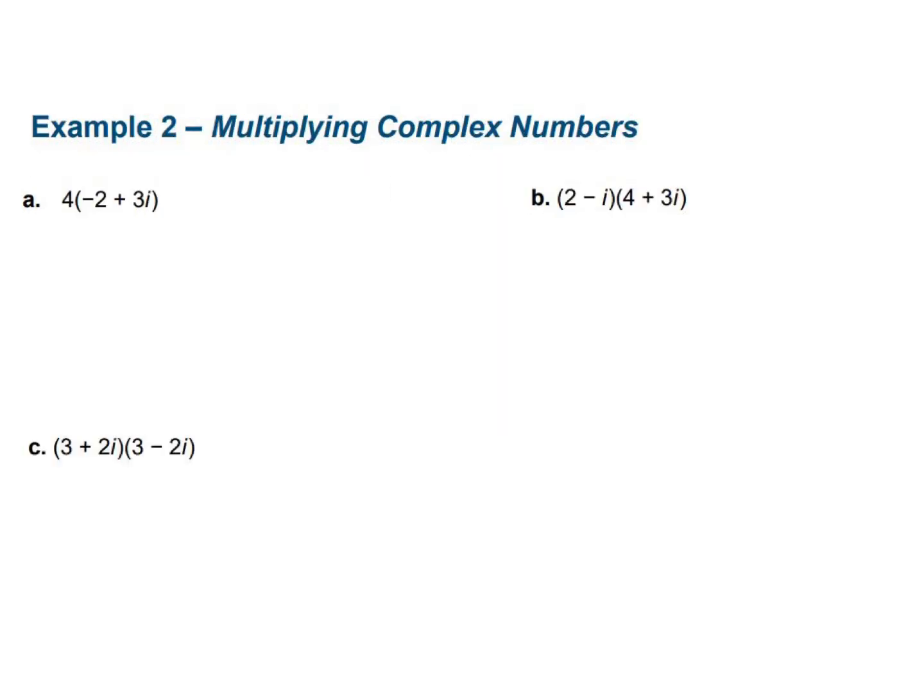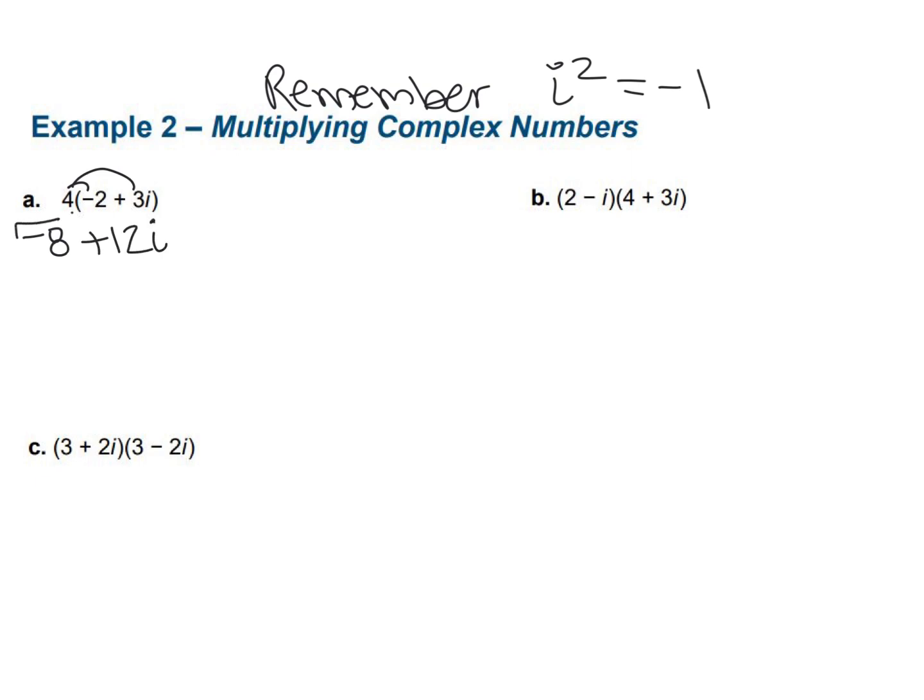Okay, let's move on to multiplying complex numbers. Remember that i squared equals -1. Okay, so let's start with letter A. I'm just going to use the distributive property. 4 times -2 is -8. 4 times 3i is 12i. I am done. Can't do anything else there.